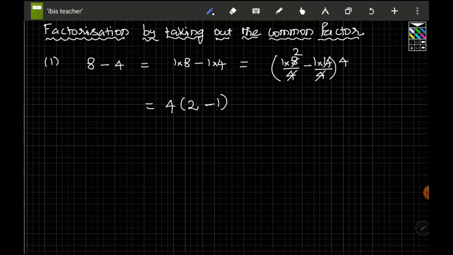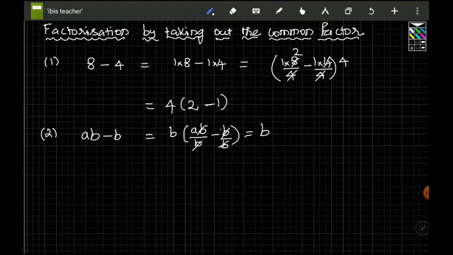In the same way, we can also have some polynomial examples here. Suppose we have AB minus B. Here B is present in both the terms, so the common factor is B. Take out B and divide each term by B. Then B and B will be cancelled. When it is cancelled, it is actually 1 into B. So B into A minus 1.